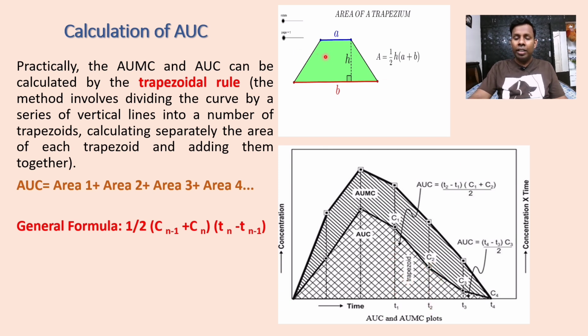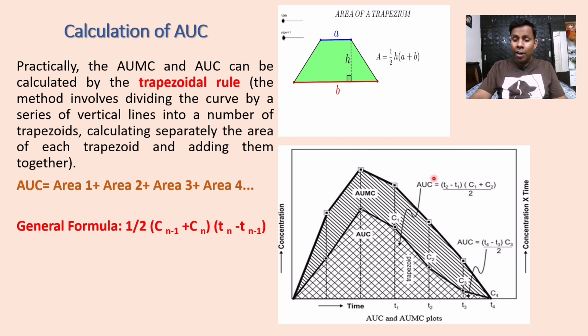So, in the case of the trapezium, these two lines are parallel. Here these two lines are parallel. So, the length of this line is C1, because the x-axis is the time and the y-axis is concentration. So, this point will be C1. So, this total length is C1 and this length is C2.